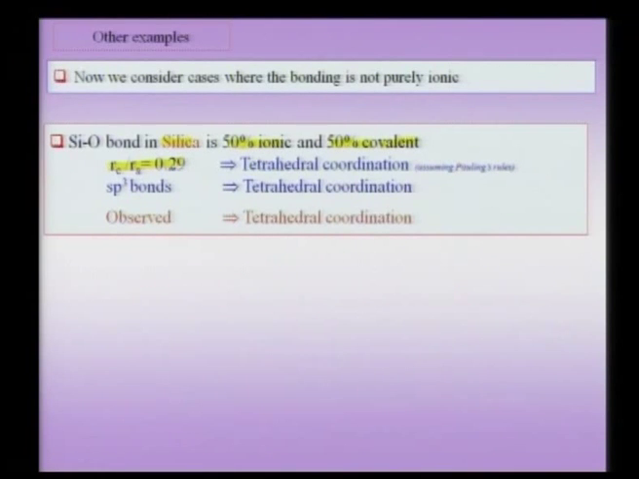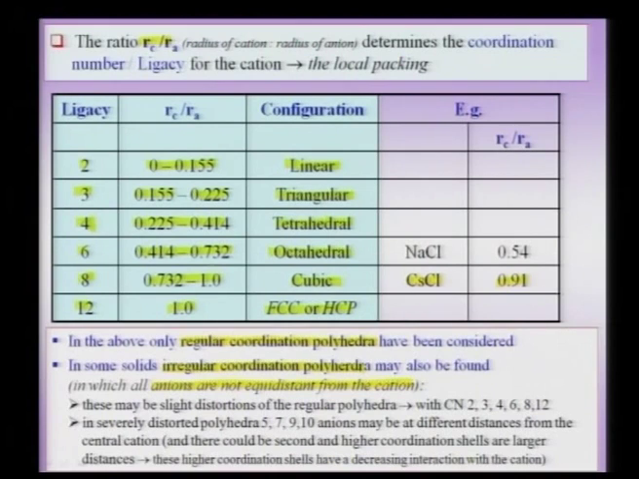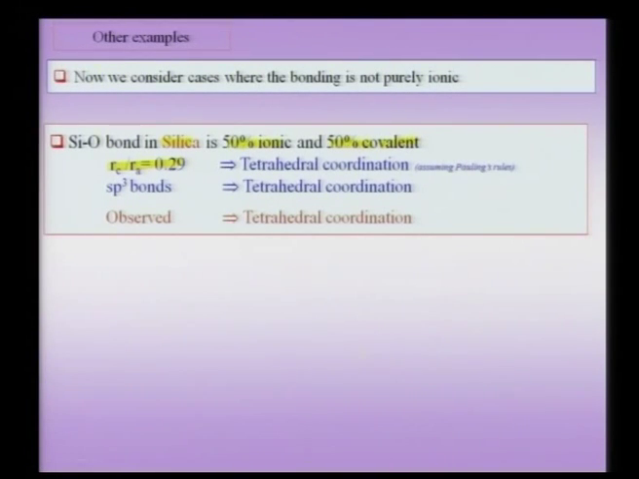So, let us look at where 0.29 is in the table which we had considered before. 0.29 is in the correct region for tetrahedral coordination. So, this is my tetrahedral coordination, this is what it should have. Now, it so happens that in silica the bonding, as I said, is not purely ionic, it has some covalency to it and there is some sp3 kind of hybridization, and sp3 hybridization tells me that it needs to have a tetrahedral coordination again.